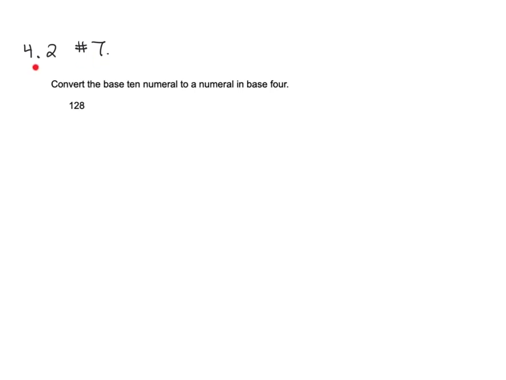In question 7 from section 4.2, I'd like to convert this base 10 numeral to something that is in base 4. So for emphasis, I'll just put that, okay, well, this is 128 base 10, and I'd like to end up with something that is in base 4, meaning our final answer can only use the digits 0, 1, 2, and 3. The approach I take is I think about powers of 4 that are going to be less than 128. It's those that we can use to re-express this as a sum of powers of 4.